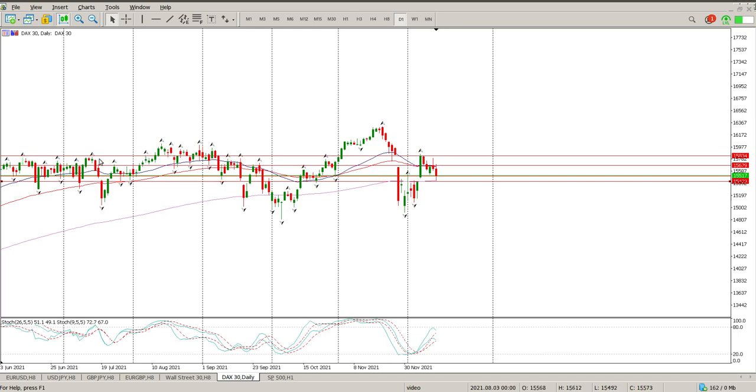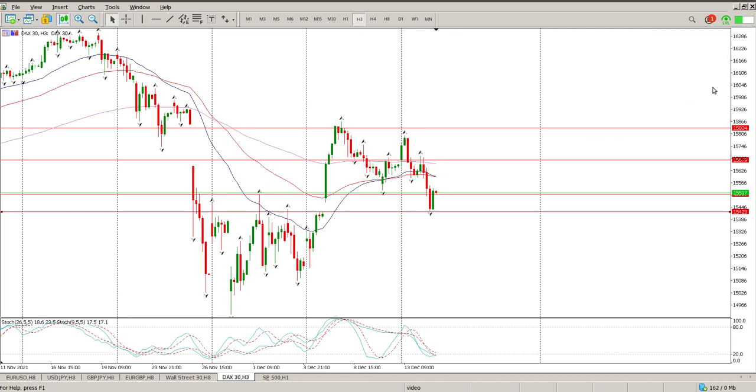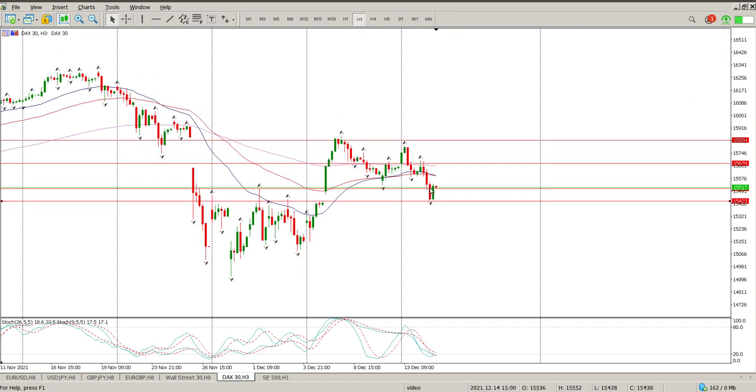All these gaps pretty much had a body close. Anyway, the narrative is still the same as it has been for most of the year. We are in between these two levels, 15,500 and 15,830, so we haven't really progressed out of that. We do have a fairly decent inside bar here that happened going into the close yesterday.